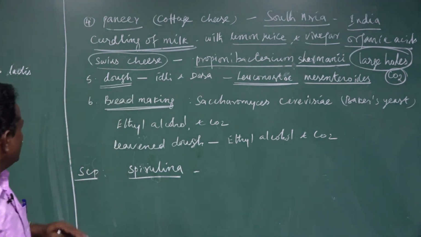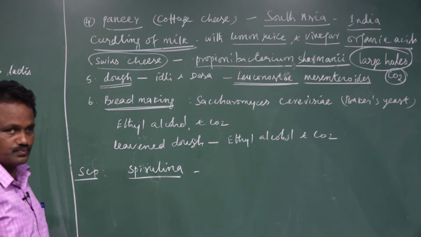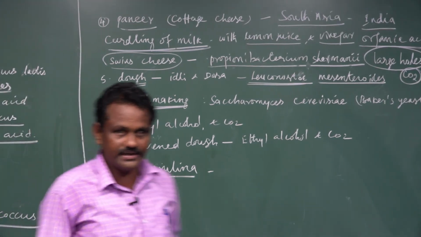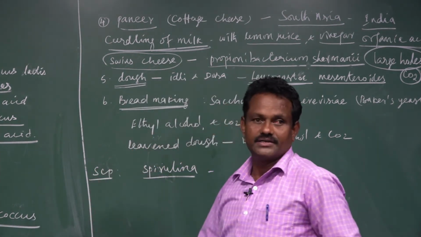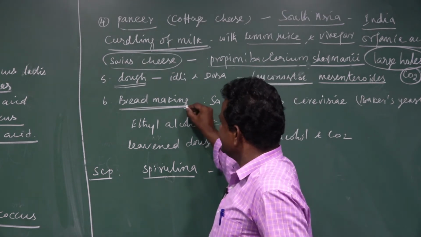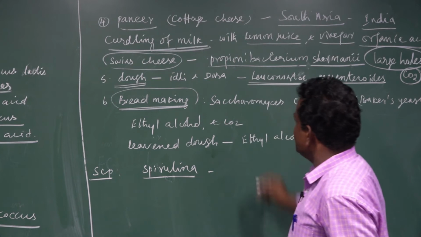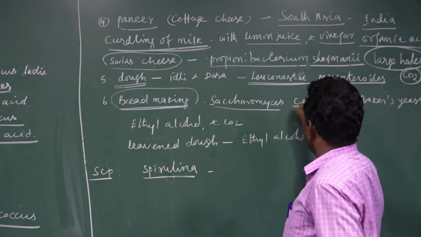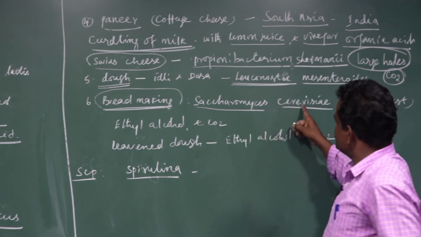And the next one is the bread making industries, the bakeries. In bakeries we can get different types of bread with different tastes. But here the different tastes and types of bread are prepared by using Saccharomyces cerevisiae. Saccharomyces cerevisiae is a yeast.